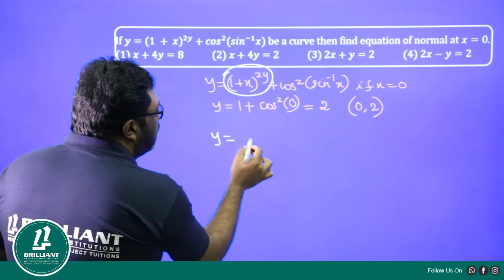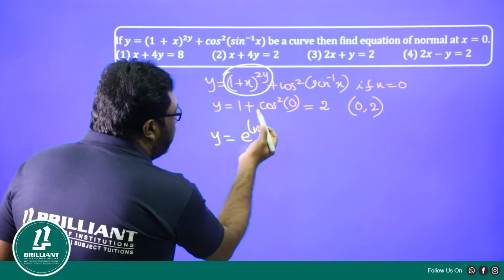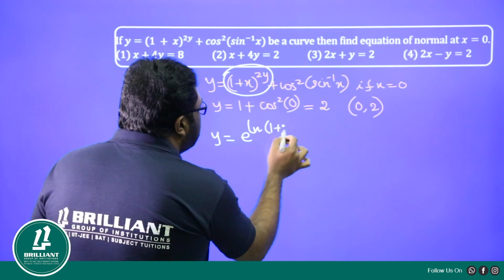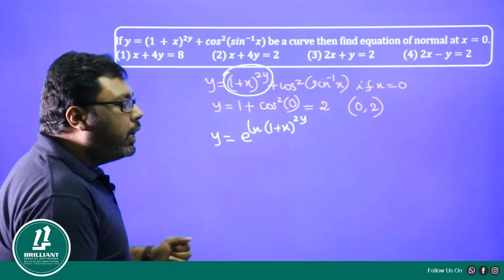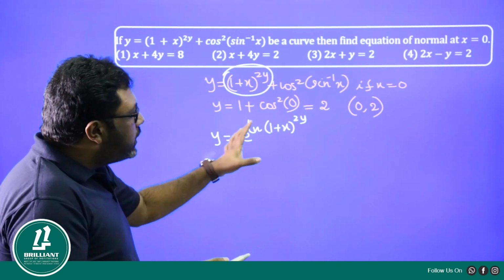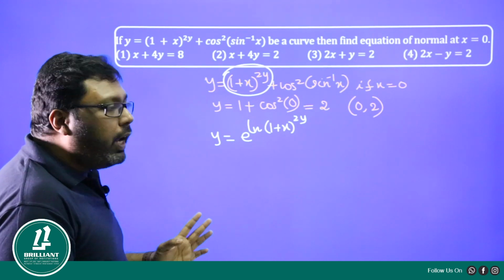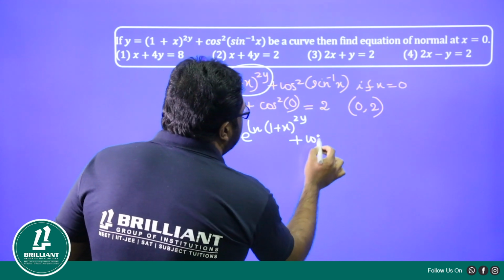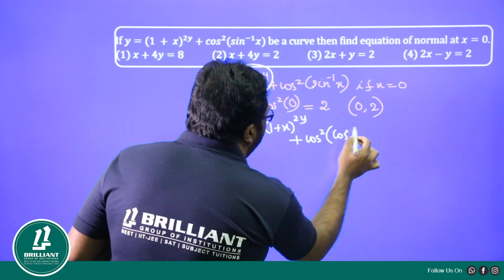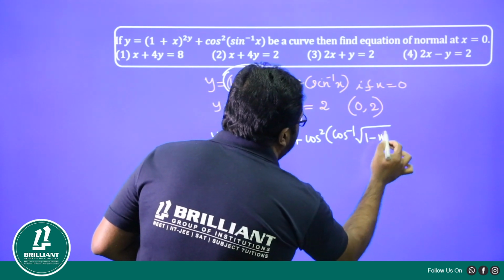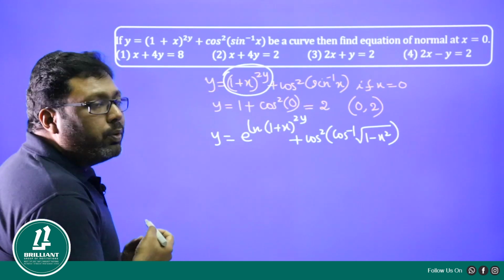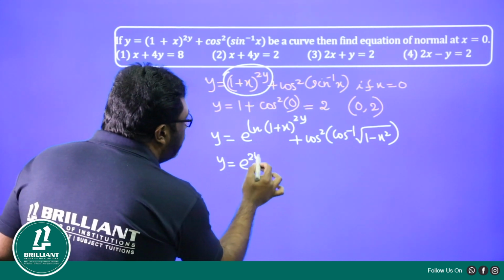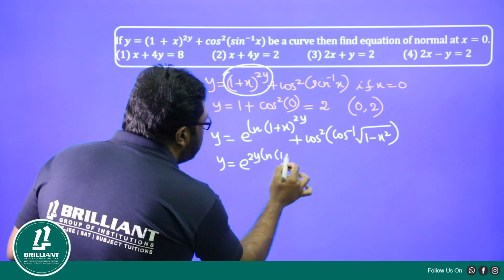The same expression can be written as e power ln of (1 plus x) power 2y. Okay, e and ln are inverse of each other. So this is actually (1 plus x) power 2y. I'm just applying ln so that I can bring that 2y down from the power, plus cos squared of sine inverse, which is cos squared of cos inverse of root 1 minus x squared. Now y is equal to e power 2y ln of 1 plus x.